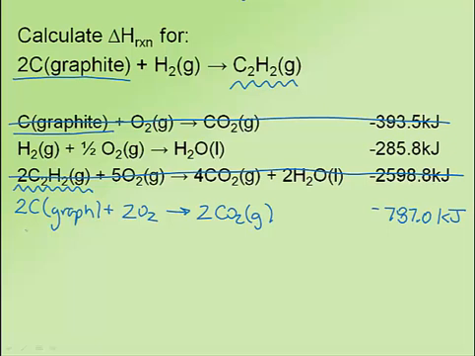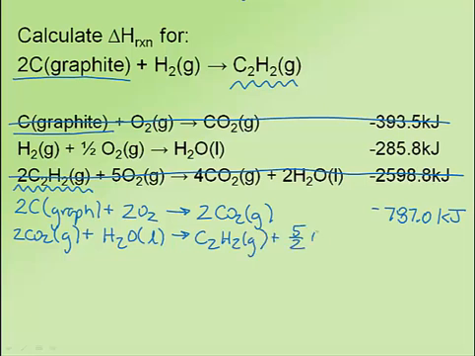Rewriting that equation then, I'm going to have 2 CO2s plus 1 H2O yields 1 C2H2 and 5 halves O2. I flipped the reaction, so I changed the sign of delta H. It will be positive, and now it will be half as much, so 1,299.4.